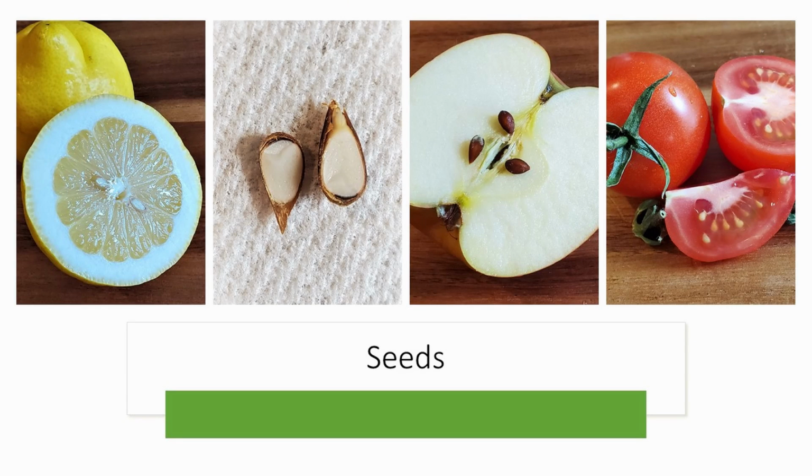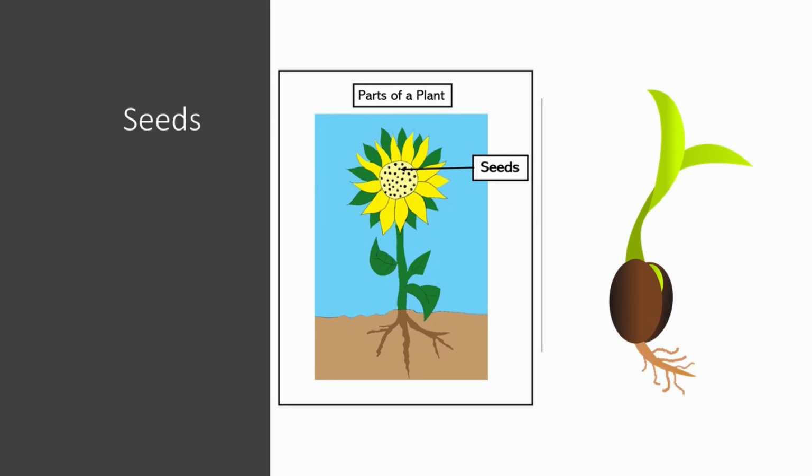Seeds. You can find seeds inside the flower. Seeds have a small plant inside them. That baby plant will become a big plant. If you're curious to learn about seeds, go to my video about seeds and learn more about what's inside a seed and how seeds are important for a plant.